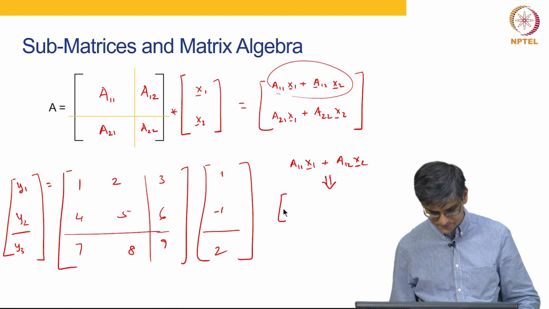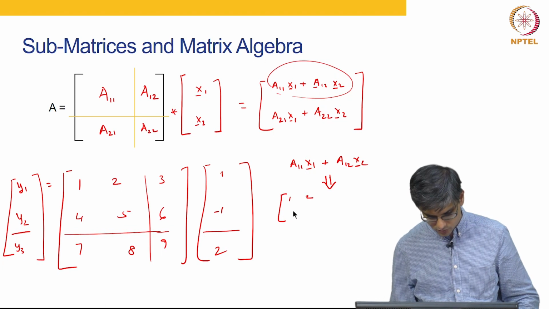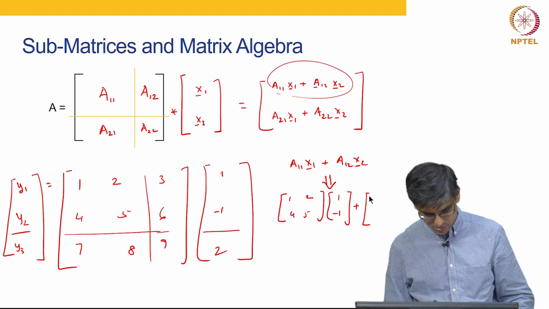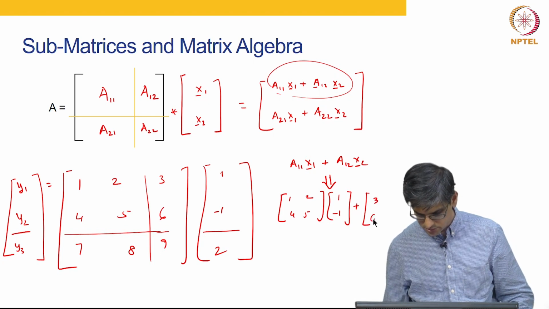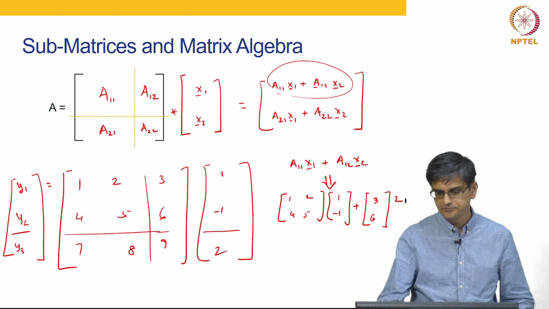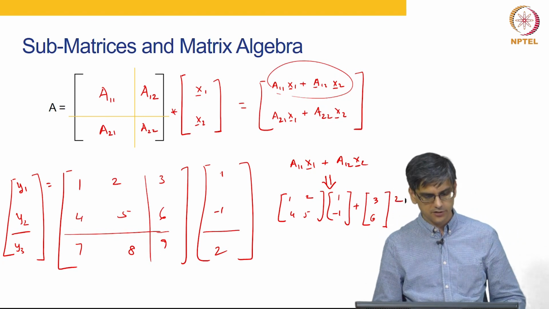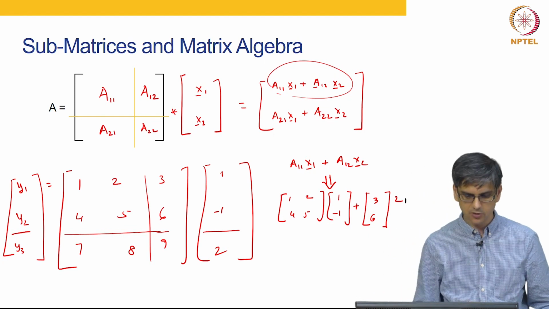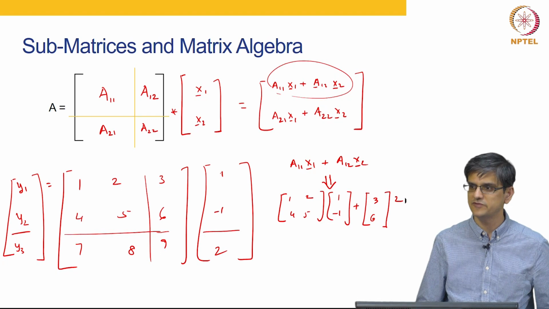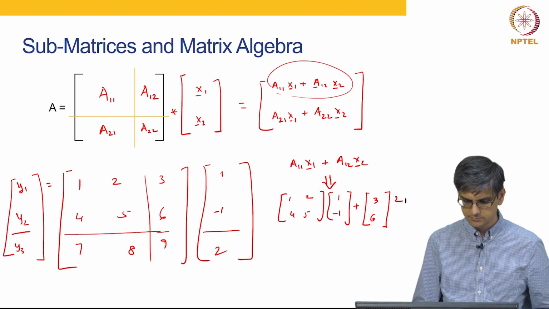A11 x1 is 1 2 4 5 multiplied by 1 minus 1, plus 3 6 multiplied by 2. See what value of y1 you get from this, and what value of y1 you get directly from the full multiplication, then compare.